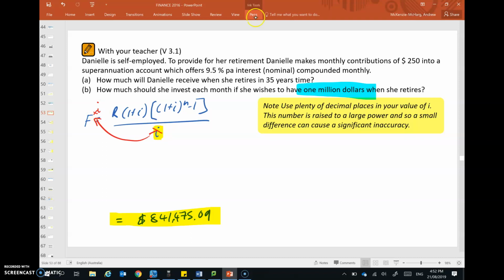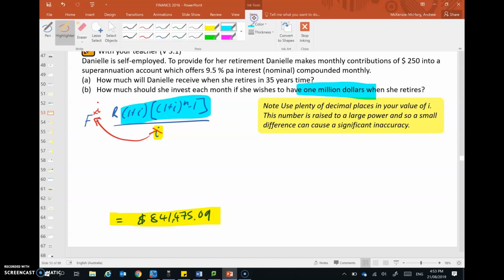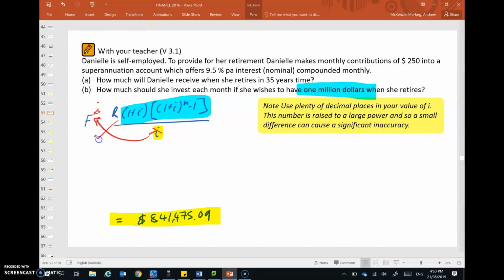And we can treat all these brackets just as one big thing. They're multiplying by R on this side, so they can go over the other side and they will divide. So essentially what we end up with is those two things that are on the top and the bottom switch around, and we have the final amount times the interest rate over all the stuff that's in the brackets.